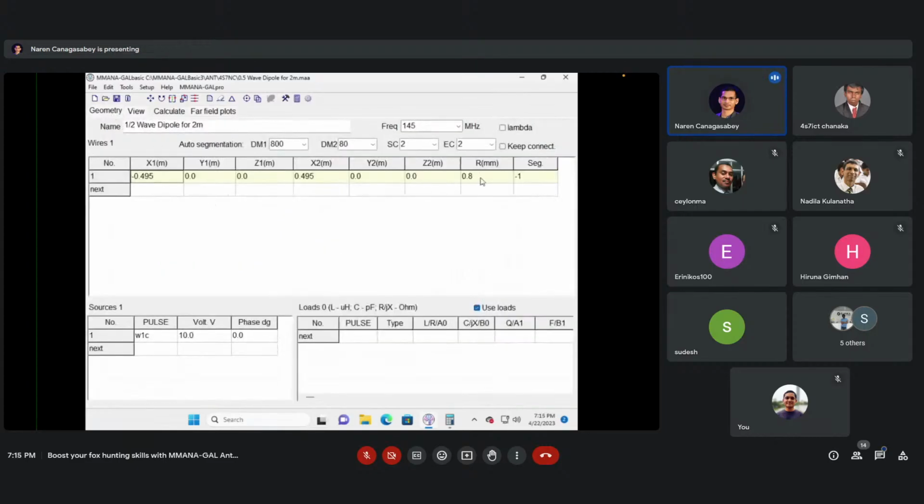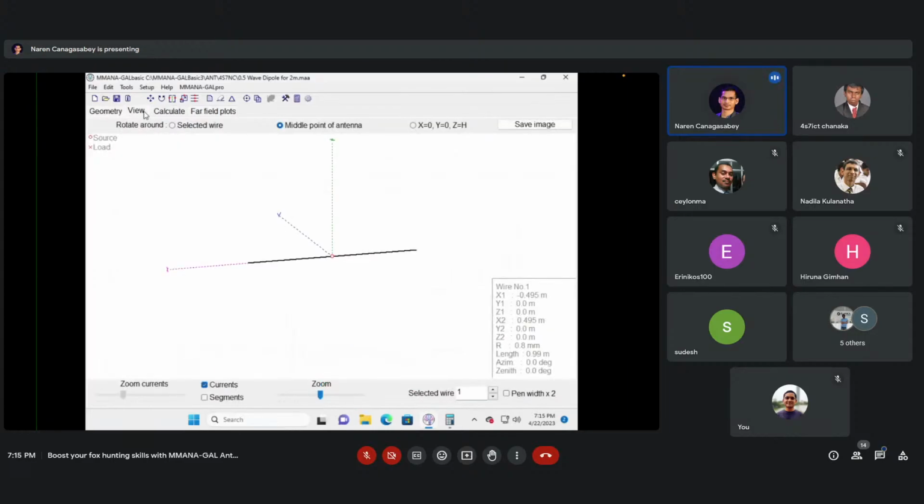So here you can see again radius of element of 0.8. And here you can see the source is W1 center, which is wire 1 center. Since this is a dipole, the feed point will be the center. So here you see the antenna again.